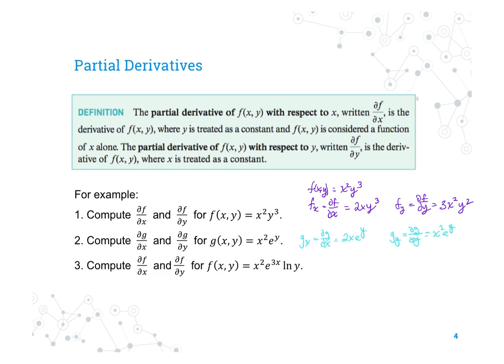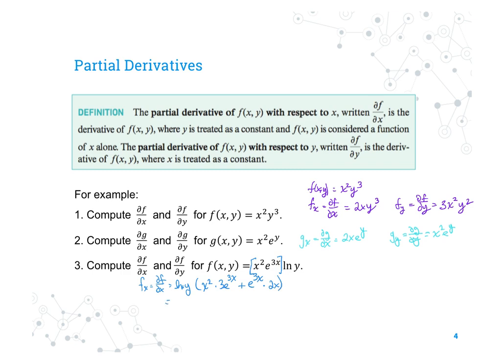And for our third one, we have this combined function here, x squared e to the 3x times the natural log of y. So when we take our partial derivative with respect to x, we're going to have to use the product rule. So let's find our partial derivative of f with respect to x. Now natural log of y is along just for the ride, but we need to find the derivative of x squared e to the 3x. And this is where we have to say it's the first times the derivative of the second plus the second times the derivative of the first.